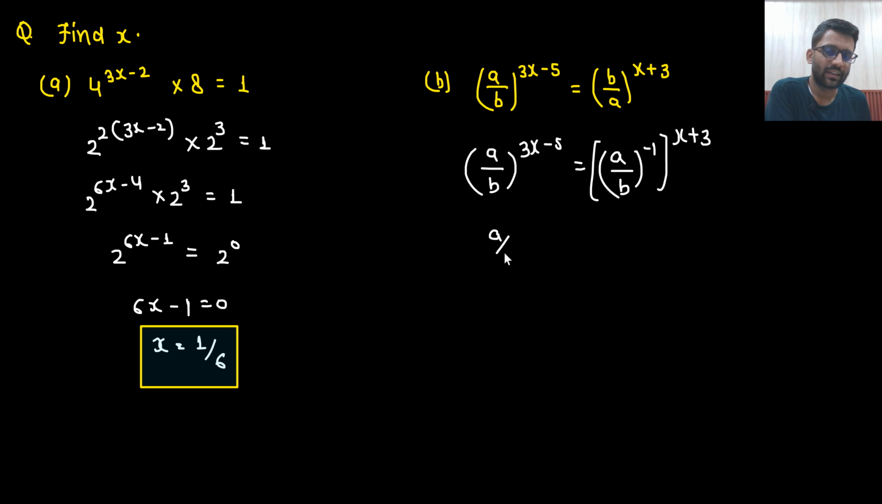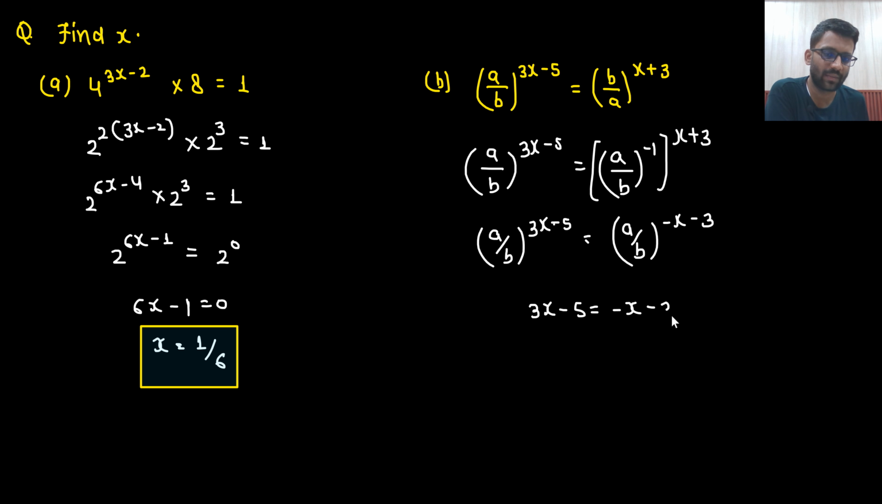Now what can you write? This as it is. And what about this one? Minus 1 is multiplied with x plus 3, so it will be minus x minus 3. So equate the powers. 3x minus 5 is equal to minus x minus 3. So 4x is equal to 2. So x is equal to 1 by 2.